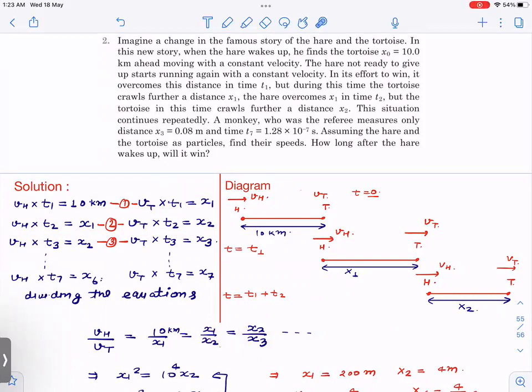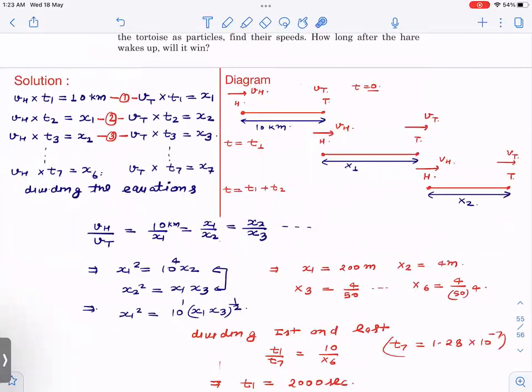Now see, how do we solve this? If we cross multiply these two equations, what do you get? X1 square is equal to 10 to the power 4, because it is in kilometer, times x2. Multiply these two, how much did you get? X2 square is x1 times x3. Remember, x3 is given. So now x1 I want to find out. So x1 I have written in terms of x3, and x1 you get as 200.